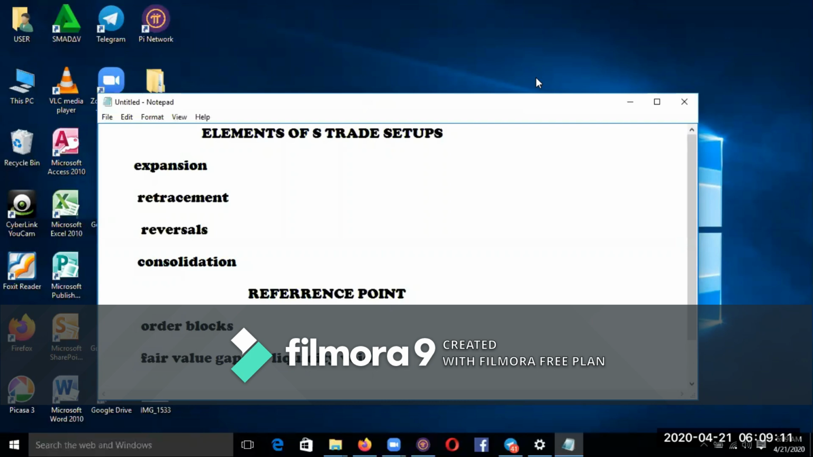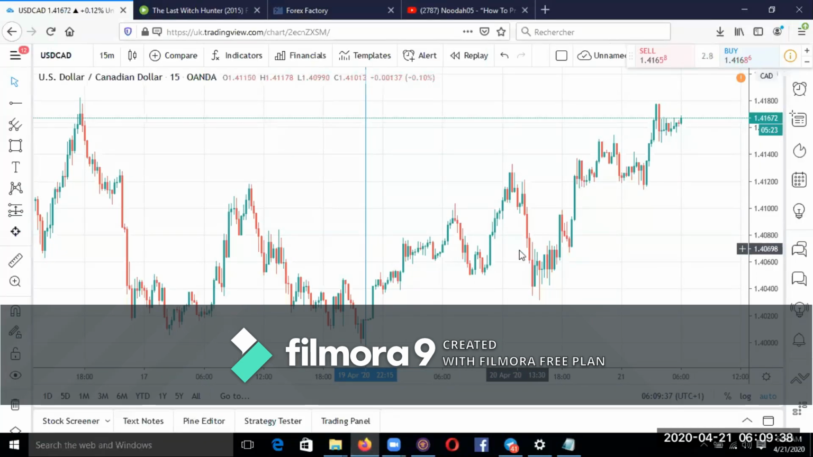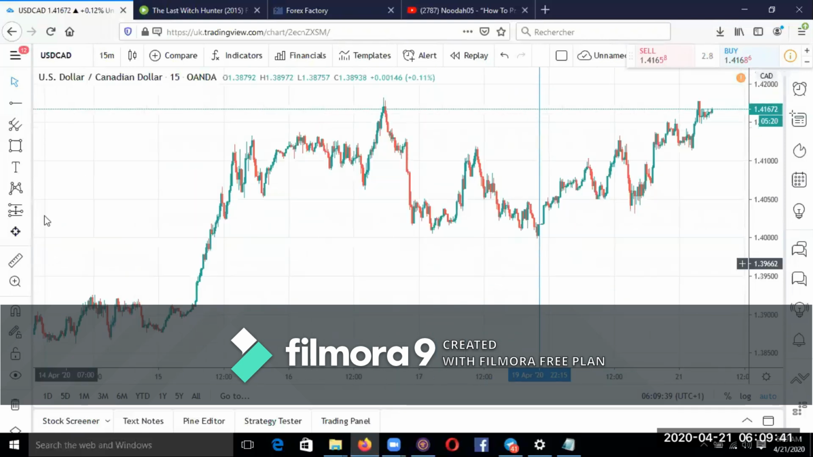So when we say expansion, what do we mean? Expansion is when you see the market do a quick movement from a position to another position. We're gonna go to the chart right now. This is what I call expansion.